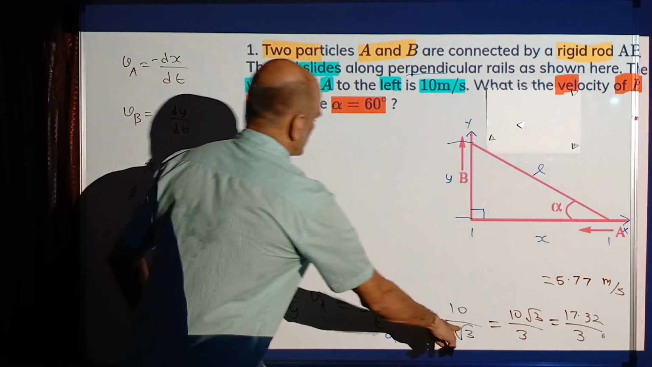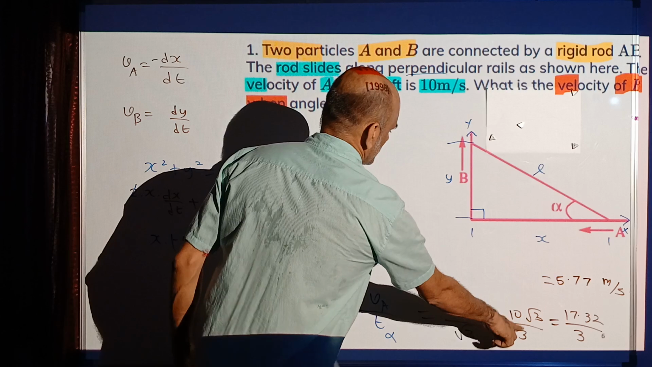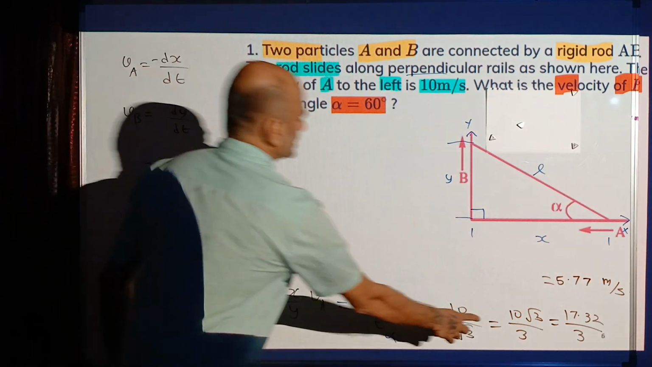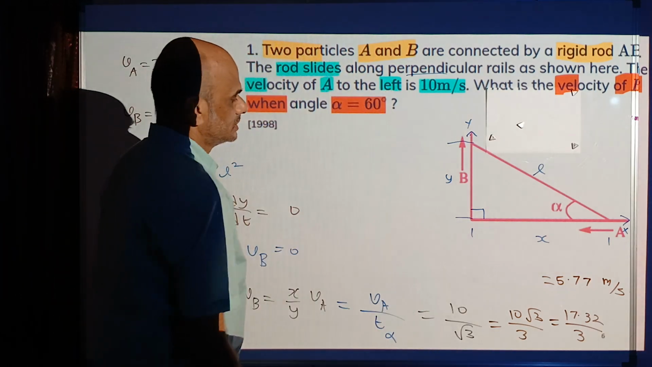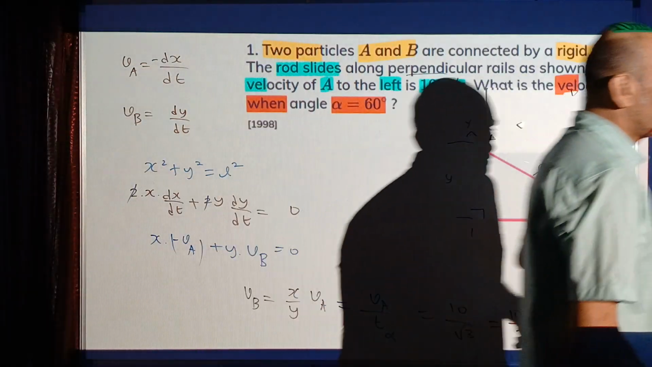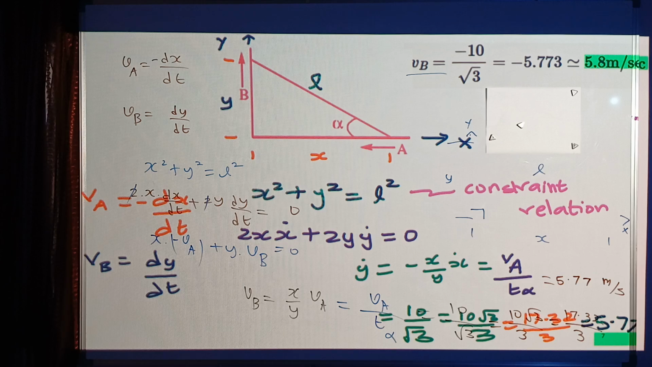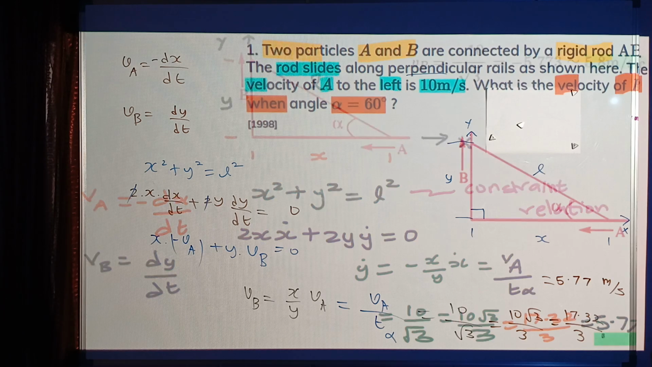You should know how to do approximate calculations. 10 by root 3 means you should not get stuck. You should rationalize. It should become 10 root 3 by 3. Once you get this, please do the division, because root 3 is 1.732. That's a standard value, which you should know. So answer is 5.77, which is approximately 5.8.